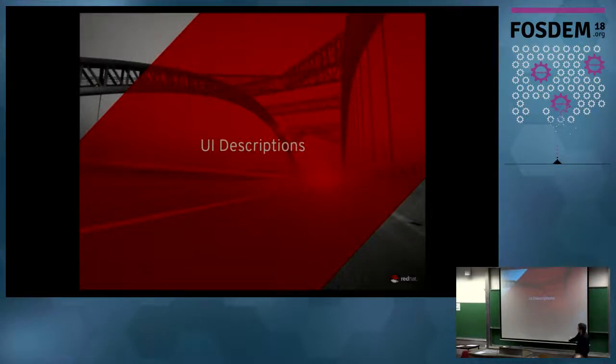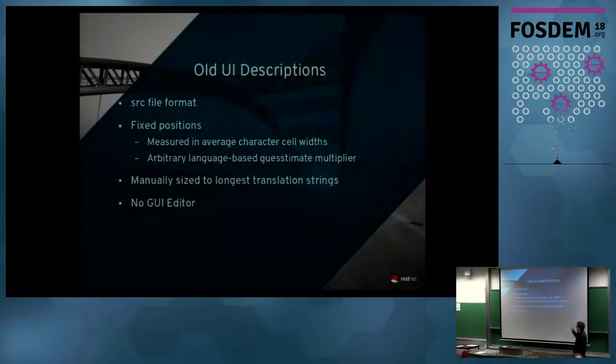So backstory then, the UI descriptions, where we've come from. All of our dialogues used to be described in a SRC file format where every widget was a fixed size. Everything was measured in arbitrary character cell widths. And then when you load the UI under German, it would multiply everything by 105% to get a little bit bigger, because German tends to be a bit longer.